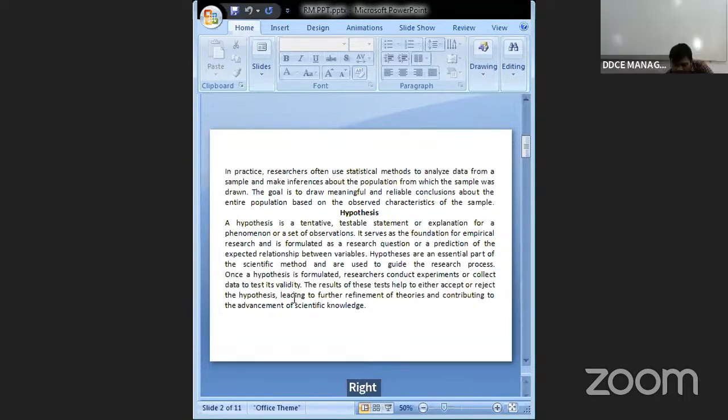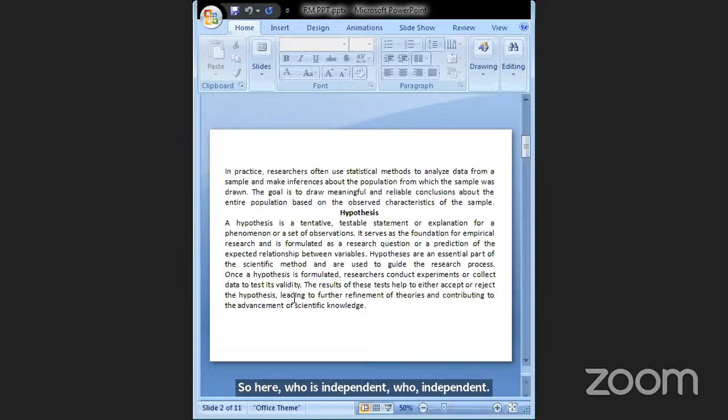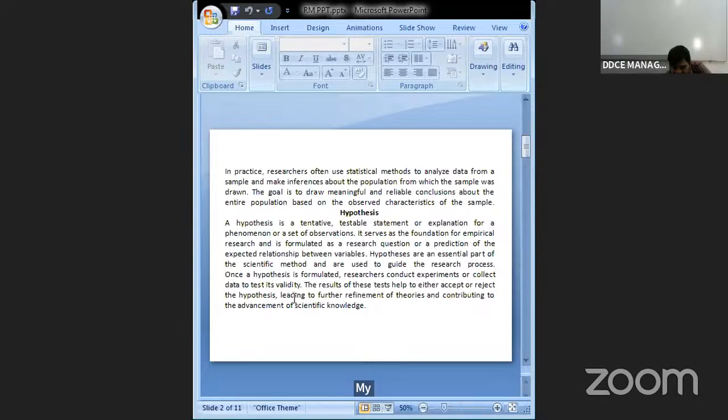Similarly, suppose a medicine company introduces a drug for a particular disease, and the company gives you the task to see whether there is an impact of this particular medicine on that disease. So here, who is independent? Medicine is independent.